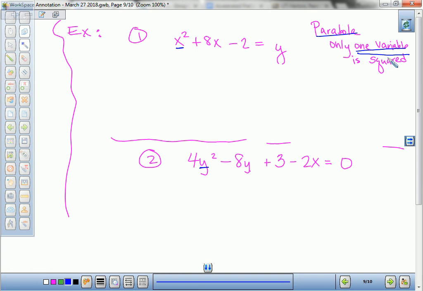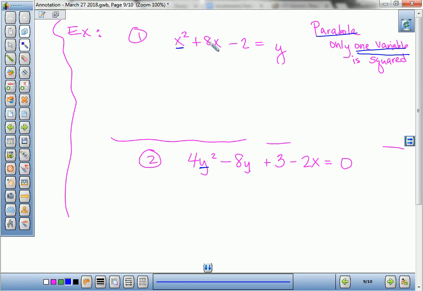Okay? And the first thing is, are there 1 or 2 squared terms? Because if there's only one, it can only be a parabola. Okay, here we go.